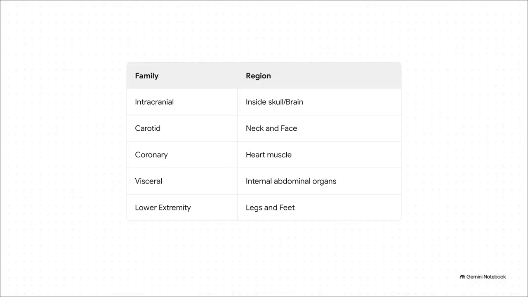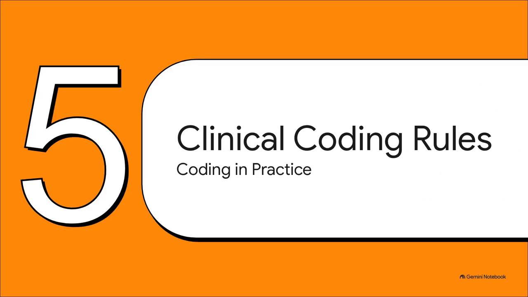Now, drilling down specifically into the arterial family, because let's face it, this is heavily tested and incredibly common in daily coding, we can map out these exact territories. It's basically a geographical map of the body. At the very top, we have the intracranial arteries, supplying the brain inside the skull. Moving down, the carotid arteries supply the neck and face. In the chest, the coronary arteries wrap around and supply the heart muscle itself. Lower down in the abdomen, the visceral arteries branch off the aorta to supply internal organs like your liver and spleen. And finally, the lower extremity arteries, like the iliac, femoral, and tibial arteries, carry blood all the way down to your feet.